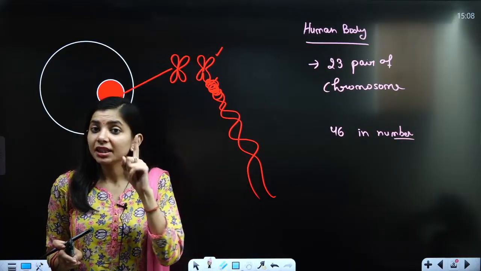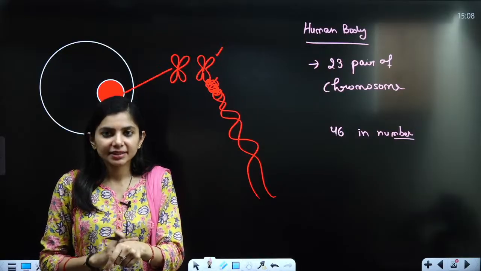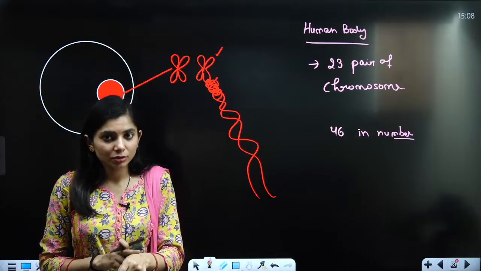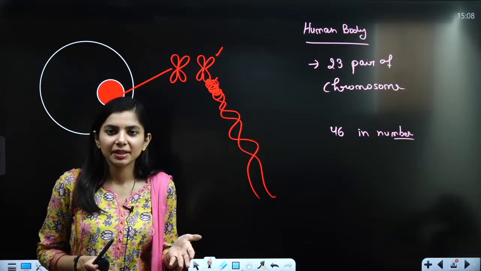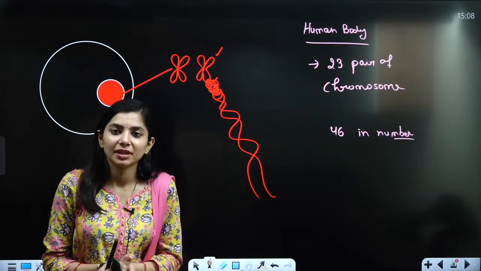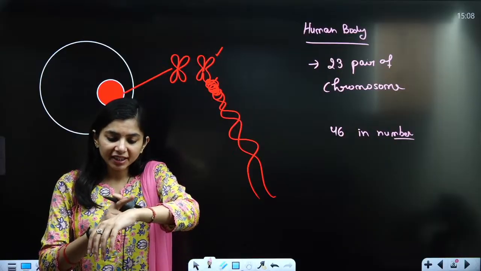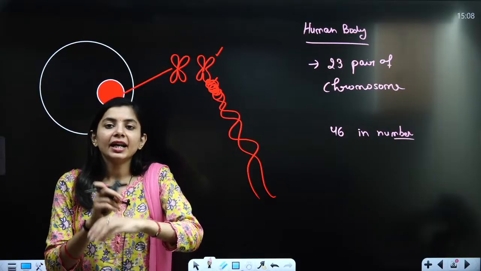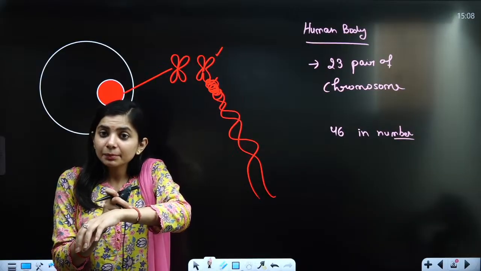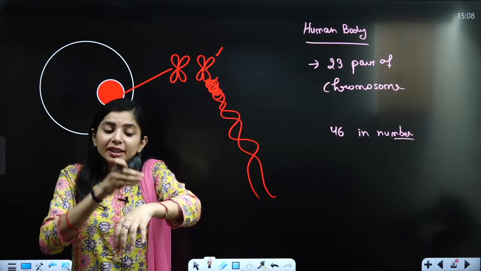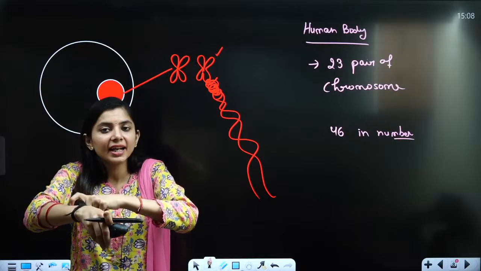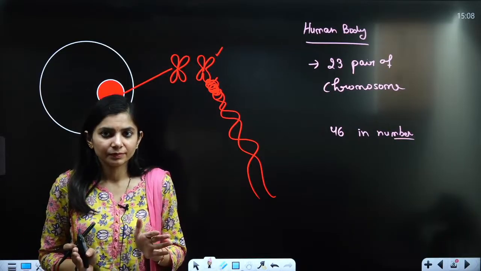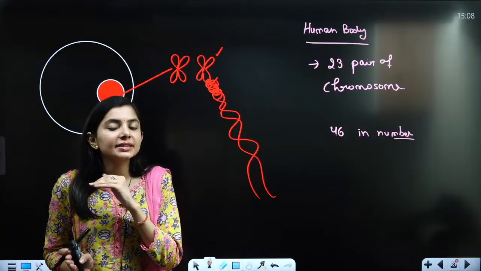But consider one thing: every single cell and their chromosomes, in terms of number as well as their DNA and genetic material, is going to be the same or similar. If I were taking a cell from here and zooming in to take the DNA, the genetic material of this DNA and the genetic material from the cell of this hand is going to be the same.